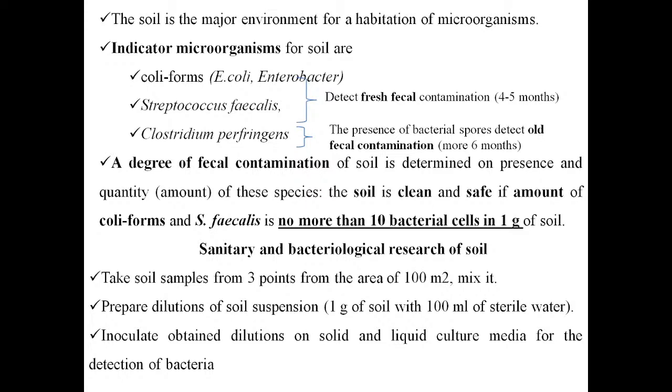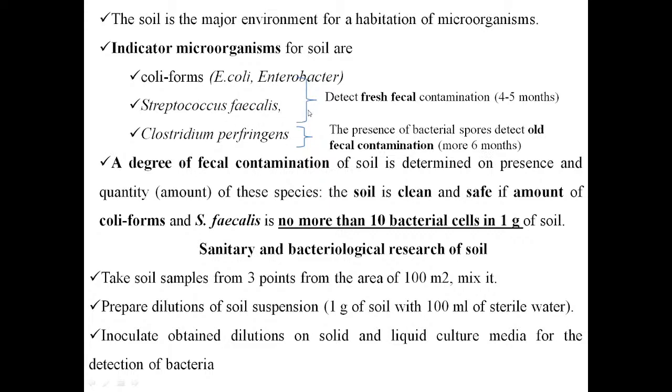These are living cells. When Clostridium perfringens is discharged with feces outside, in environment, it forms spores. And it can survive during a long period, during several years. So Clostridium perfringens detects old fecal contamination because it is present in form of bacterial spores. Clostridium perfringens always produces spores outside of human organism, because this is anaerobic bacteria. Anaerobic means they can live just in complete absence of oxygen. In air, there is oxygen, so here bacteria produce spores. And if we detect Clostridium perfringens, it shows the old fecal contamination. That means that it is more than 6 months.